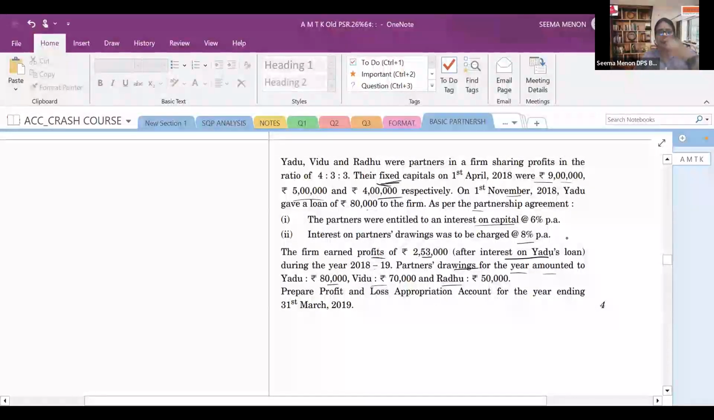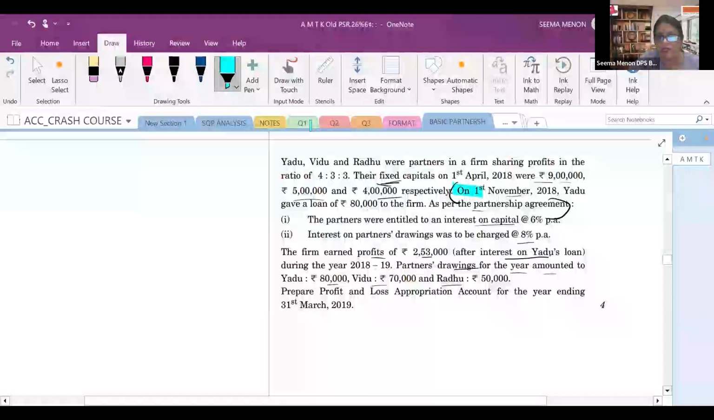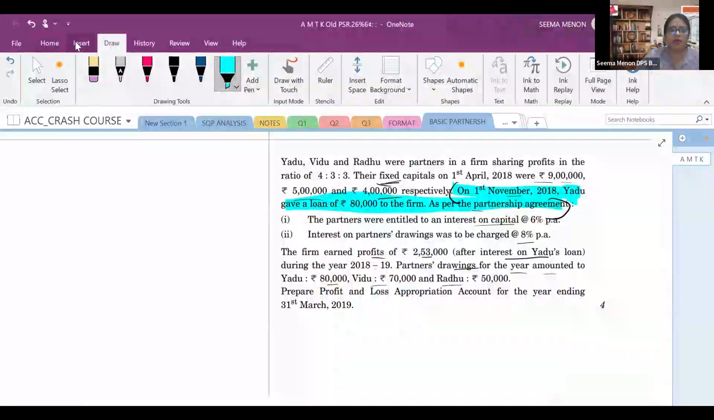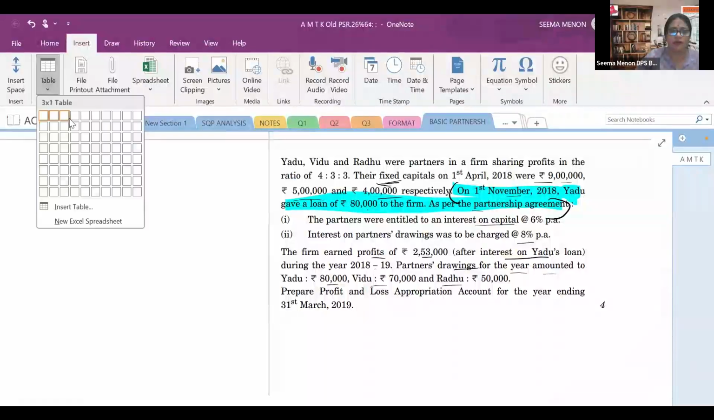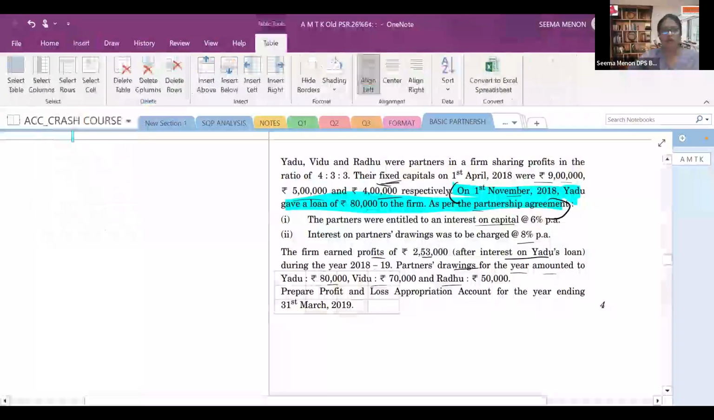What should you understand? You should understand that you have to simply ignore this portion, the loan portion, because you got the profit after subtracting interest on loan. So now let's draw the format of the profit and loss appropriation account. Let's do the format.